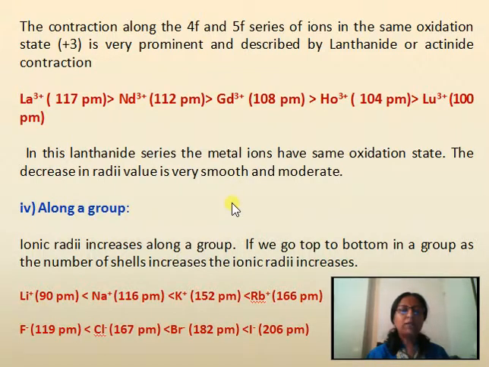Now I will tell you about how the value of ionic radii changes along a group. You see here, in the case of lithium+, the value is 90 picometer, in sodium+ it is 116 picometer, in potassium+ it is 152 picometer, and in rubidium+ it is 166 picometer. So from this series you can understand that as we are going down in group 1, the value is increasing, and in the case of group 17 also you can see the value is increasing. I hope you will be able to answer why this is happening.